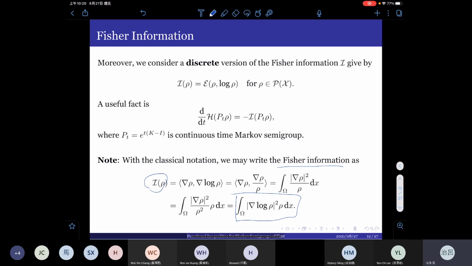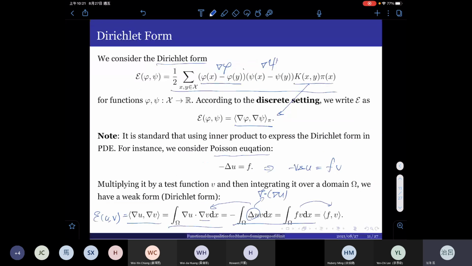So we may do some calculation and find that the gradient of ρ equals ρ times the gradient of log ρ. So this term can become this, cancel ρ, and become this. And here we notice that this can be written as gradient ρ dot gradient ρ over ρ, so we can write it as an inner product, and this term can become this. So this definition is consistent with the classical definition. But we emphasize this definition is discrete, because the Dirichlet form defined here is of discrete type.